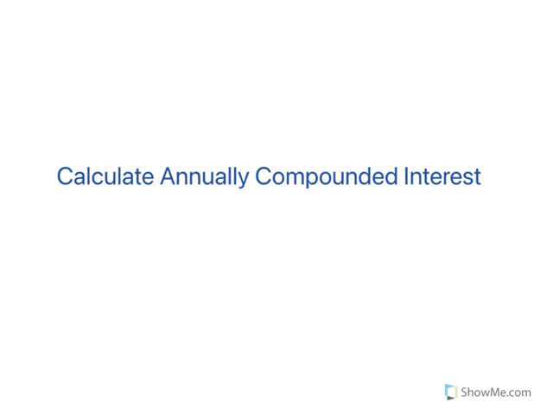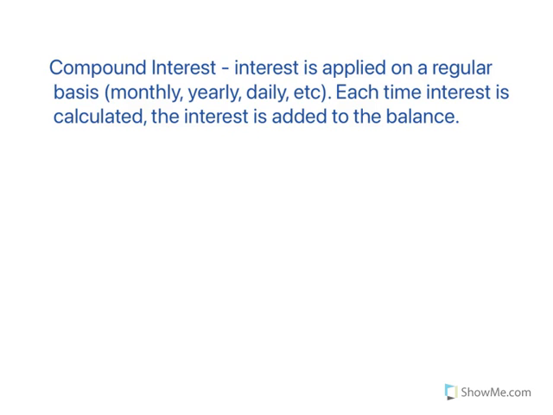Let's take our time together to calculate some annually compounded interest. If that doesn't get you excited, I'm not sure what will. So compound interest, let's start with just talking about what it is. Compound interest is interest that is applied on a regular basis. So think about compounding monthly, yearly, daily, quarterly, biannually, whatever, as long as it's on a regular occurrence.